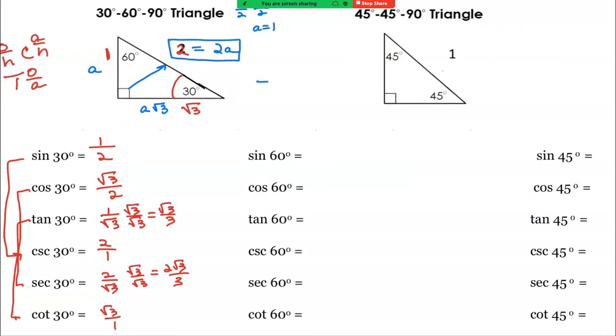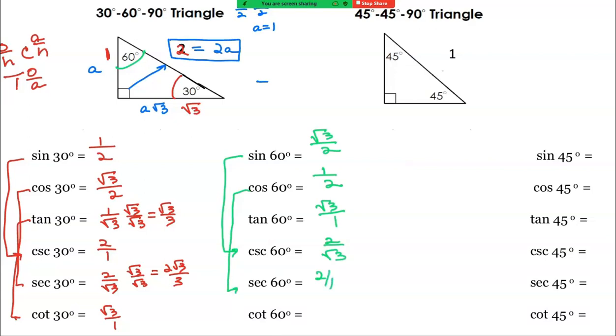Okay, let's go to sine of 60. So now we're going to come from this angle's perspective. From 60's perspective, the sine is opposite, which is going to be root 3 over hypotenuse. Cosine is adjacent over hypotenuse. Tan is going to be opposite over adjacent, and then sine is the flip of cosecant, and vice versa as well. Cosine goes with secant, and tan goes with cotan.